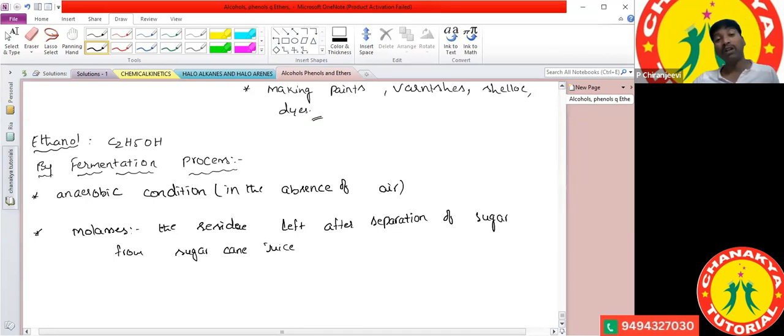So by using that, we are preparing ethyl alcohol. Sir, how are we preparing? Whatever the molasses is there, we are making a dilution. Okay. So which component is there in molasses, ma? You're telling sugarcane juice. Sugar. What is the sugar? Sugar is nothing but sucrose only. Which chemical substance is there in sugarcane juice? Sucrose.